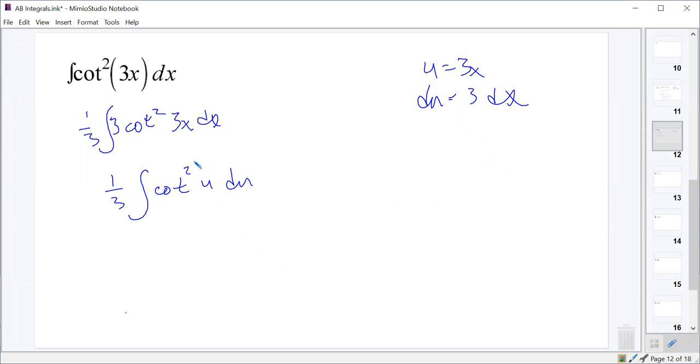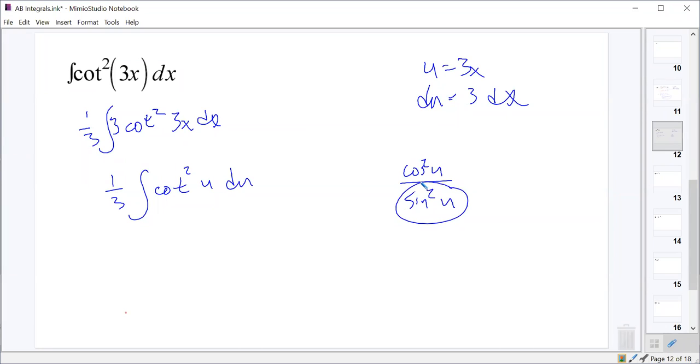Now what? We rewrite it as like cosine squared u over sine squared u. All right, so that's one option that we might think about, cosine squared u over sine squared u. And what would you do from there? This one becomes a bit of an issue. Would you do another u sub? Yeah, so that would be the thing we would try.